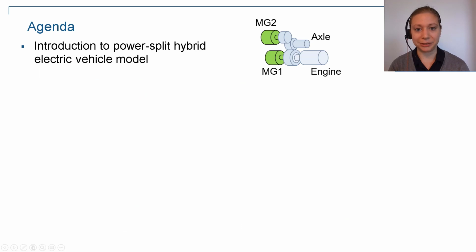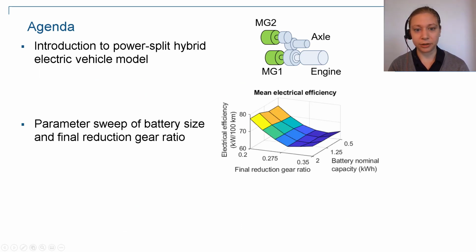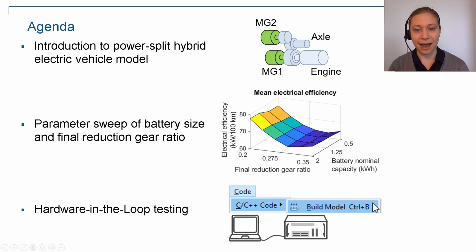In this video, we will describe the power split hybrid electric vehicle model. We will walk through a parameter sweep to investigate how varying the battery size and final reduction gear ratio affect the vehicle electrical efficiency. And we will demonstrate how the model runs on a real-time target machine in a hardware-in-the-loop test.